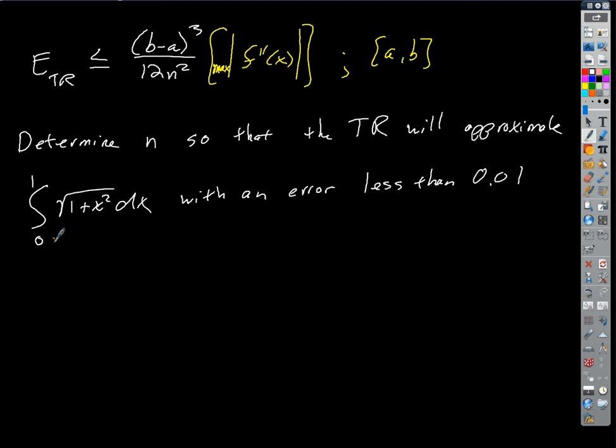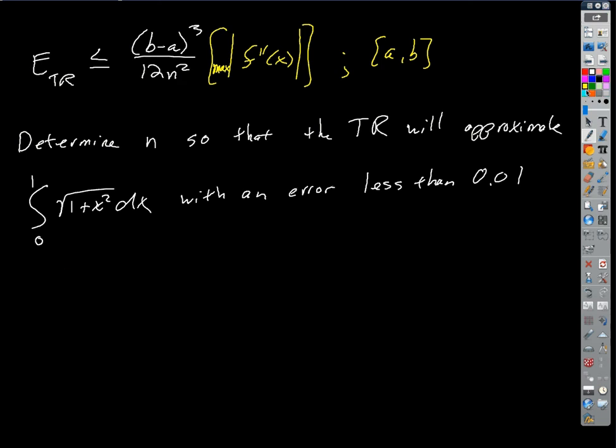Okay, so n is what we're trying to find. That's the unknown. a and b we know, right? What's a? 0. What's b? 1. Okay. We know what f of x is? Square root of 1 plus x squared. And so then we've got to find the maximum of the absolute value of the second derivative. Okay, so let's do that one.